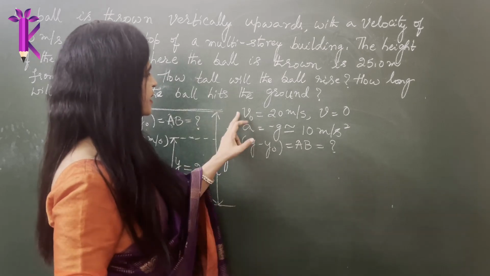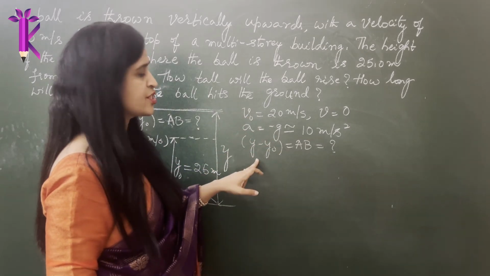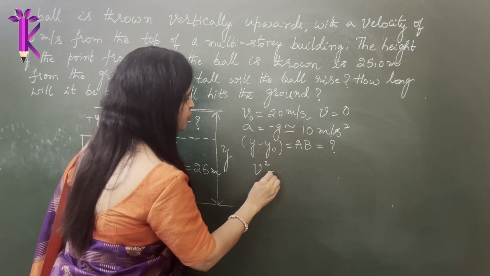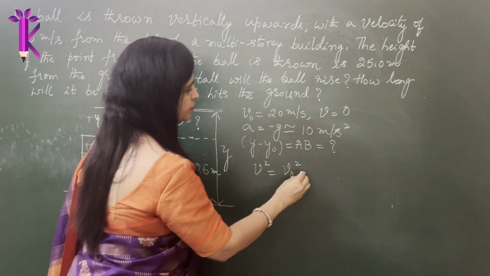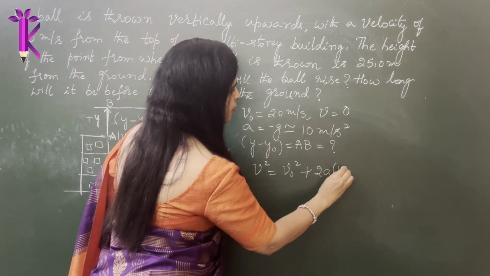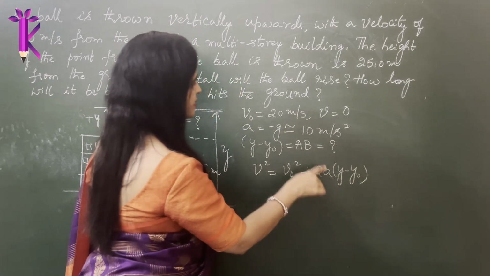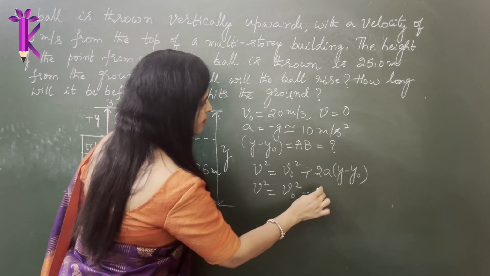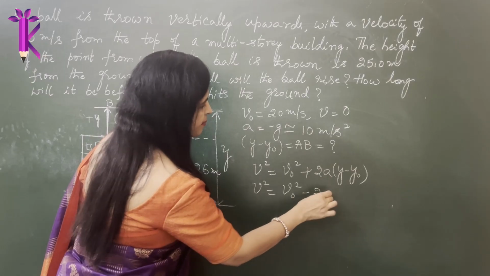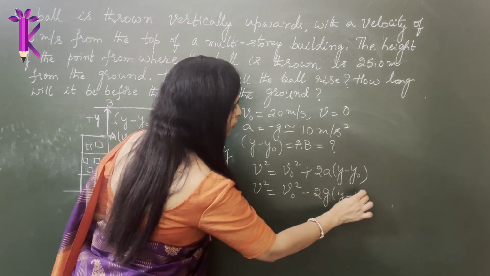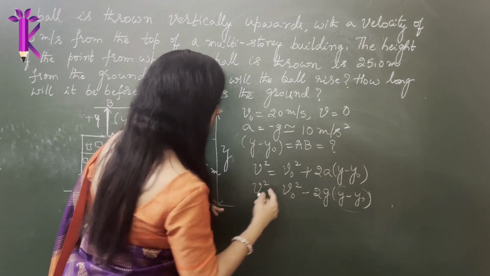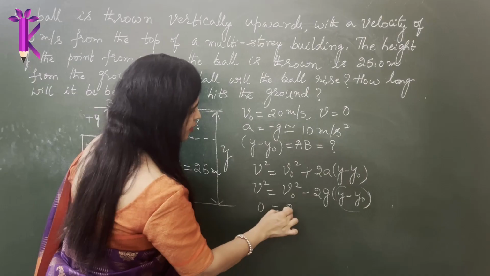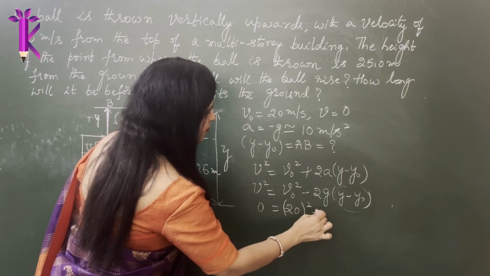Do you know a relation that connects v naught, acceleration and distance from equations of motion? We know it very well. So let's use that: v square is equal to v naught square plus 2a into y minus y naught. Let's replace a with minus g. So v square is equal to v naught square minus 2g into y minus y naught. This is the unknown quantity. The rest are all known. v is given to be 0, the final velocity. Initial velocity is 20, the whole square, minus 2g.